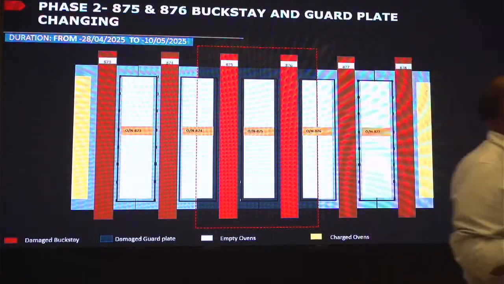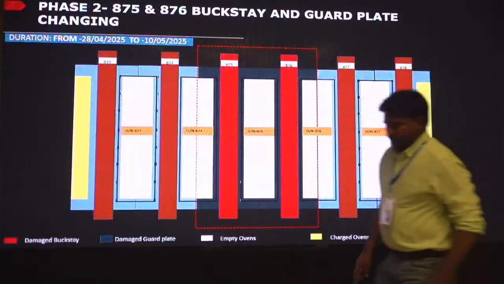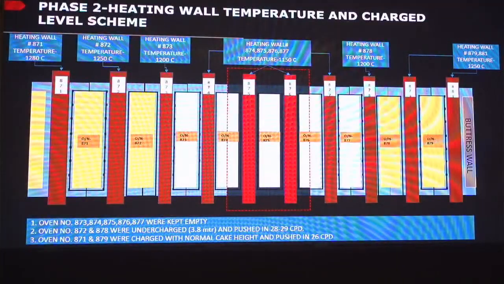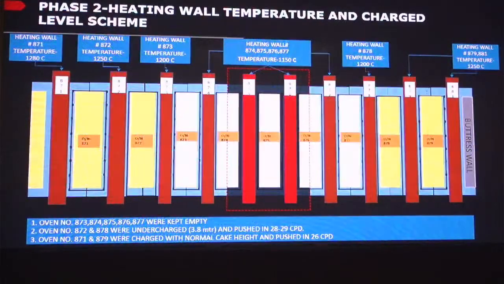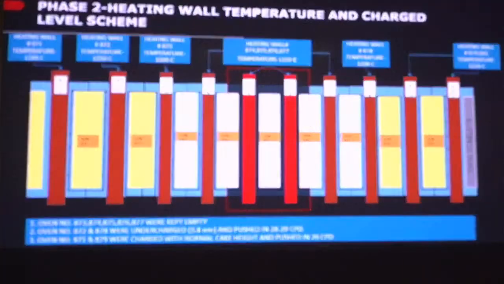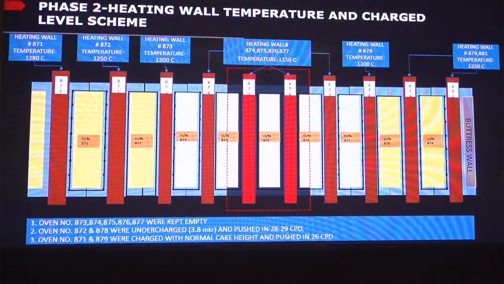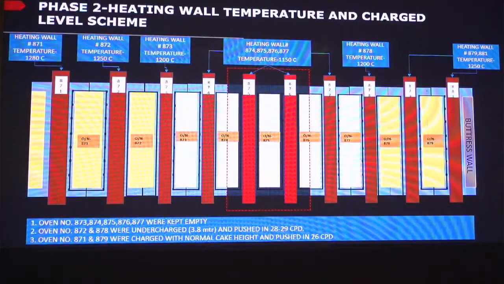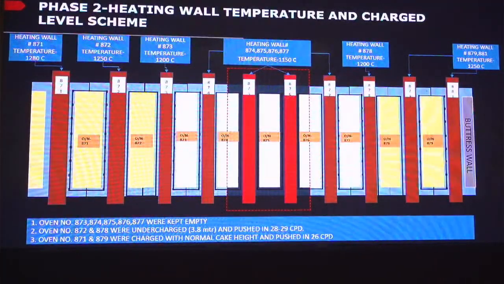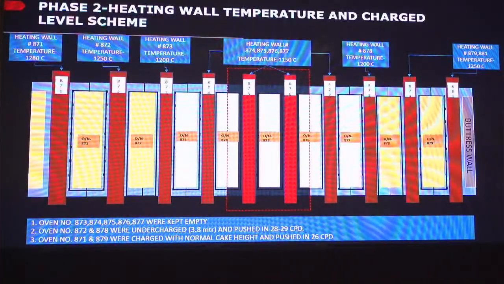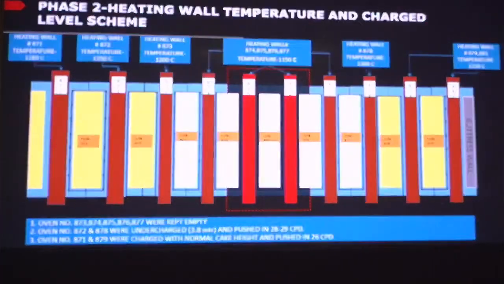And in the second phase, in 875 and 876 the bucket stay and guard plate were damaged, so we planned to change the bucket stay and guard plates of these ovens. The adjacent ovens we maintained at a temperature of 1200 and empty ovens at 1150, and the adjacent ovens at 1250 and 1280 degrees. Ovens 872 and 878 were under-charged to 3.8 meter and pushed after 28 or 29 CPD, and oven numbers 871 and 879 were charged with the normal coke height and pushed in 26 CPD. Our CPD is 24 hours.